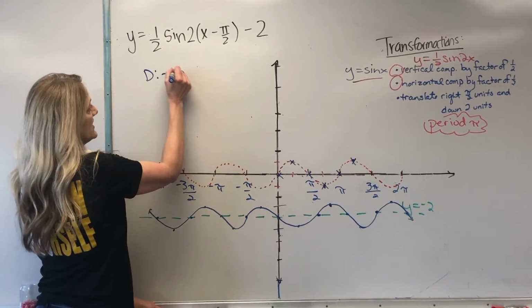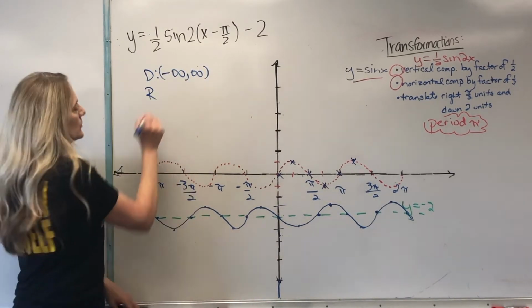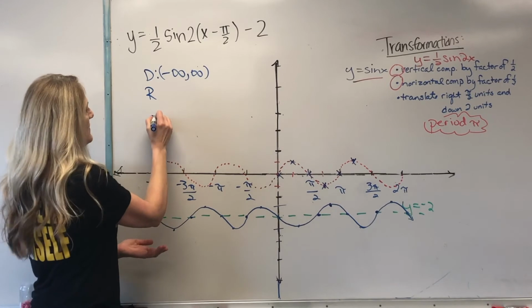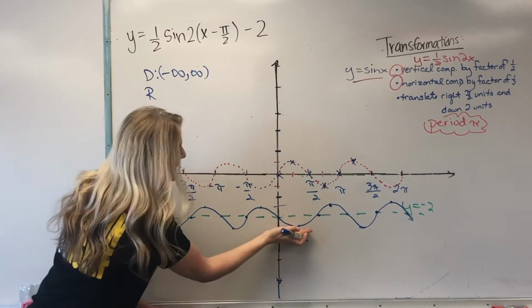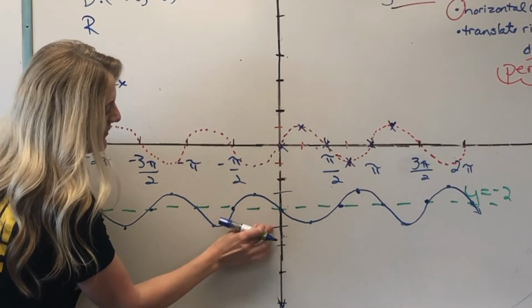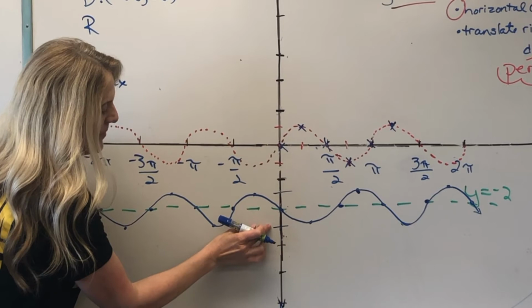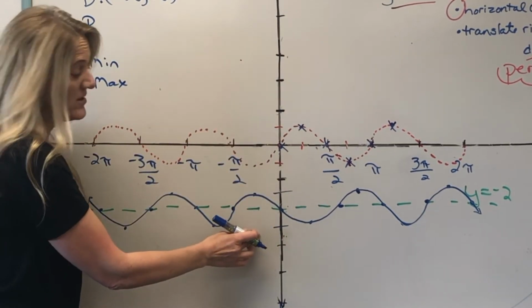Domain, that doesn't change unless for some reason in a particular problem we're told it's different. Range, well, let's just talk about min and max because of course that is what determines my range. How low did we go? This green midline is at -2, and if you remember, this is the 1/2 tick mark. Notice I did not label very well on my vertical axis.